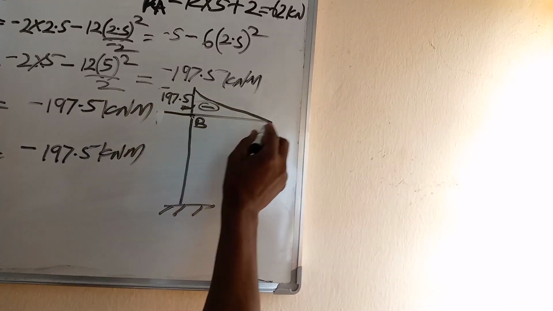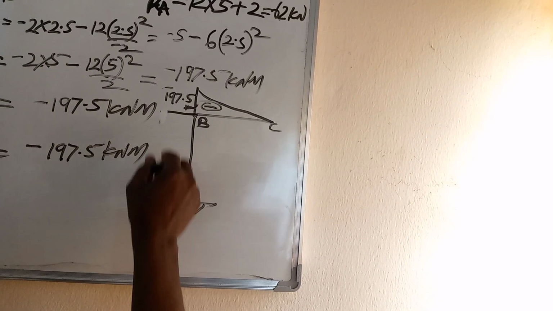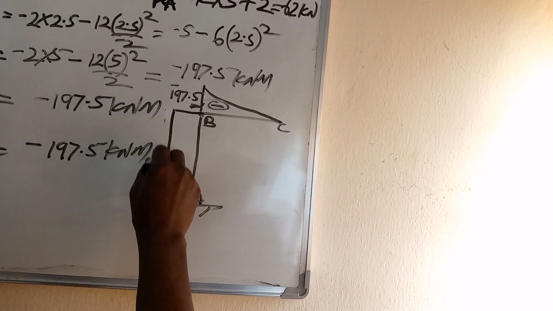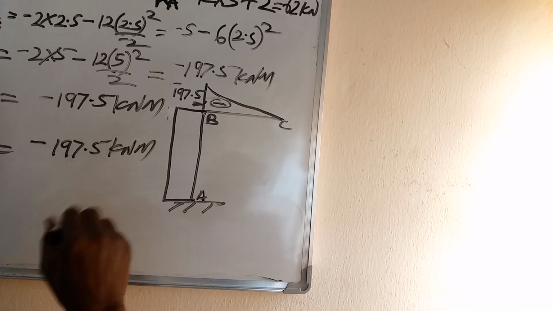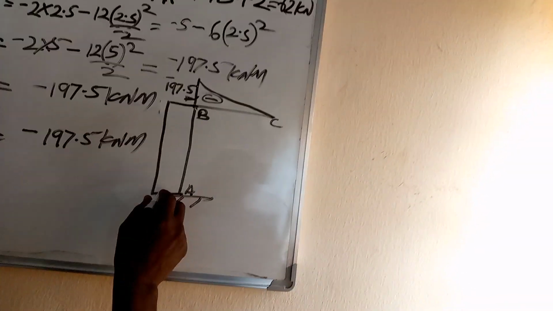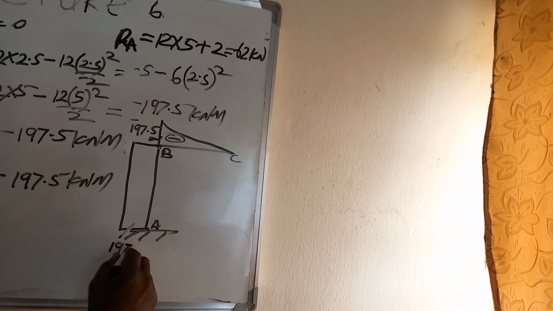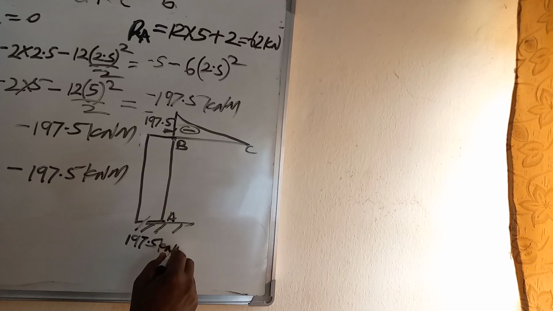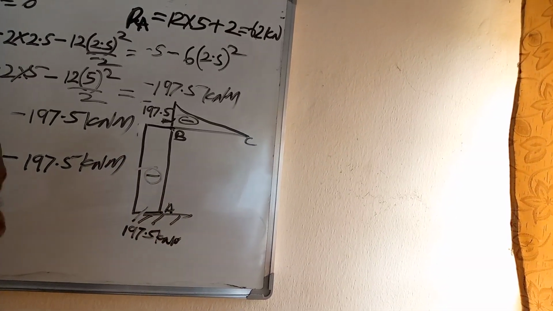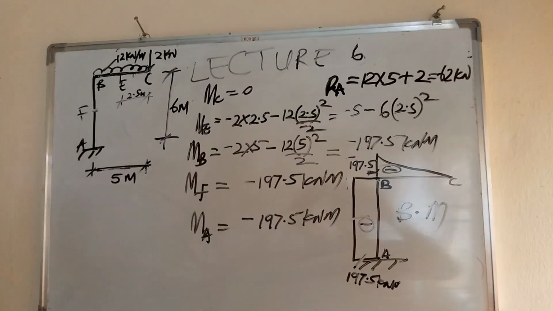Now in BA, the line BA, it was the same thing. So that's why it became a rectangle of equal width. That width is 197.5 kilonewton meter, negative. This is the bending moment diagram for this frame.